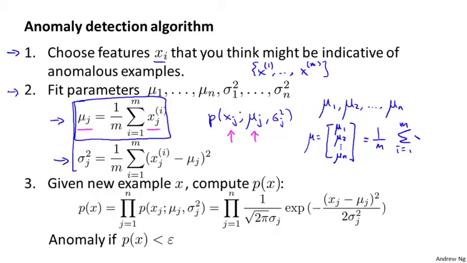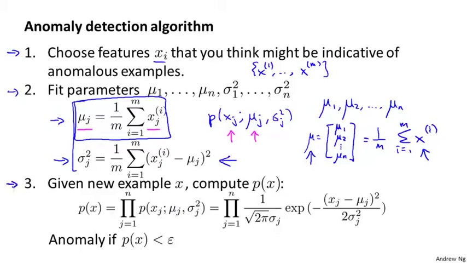Sum from i equals 1 through m of x^(i). And so this formula that I just wrote out, where these x^(i) are the feature vectors, estimates mu for all the values of n simultaneously. And it's also possible to come up with a vectorized formula for estimating sigma squared j.